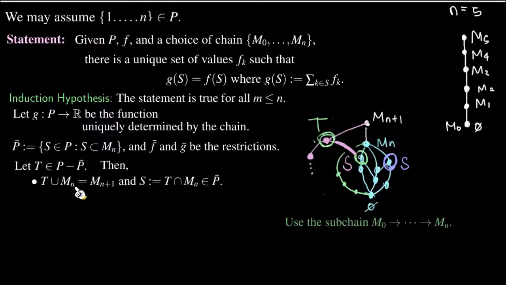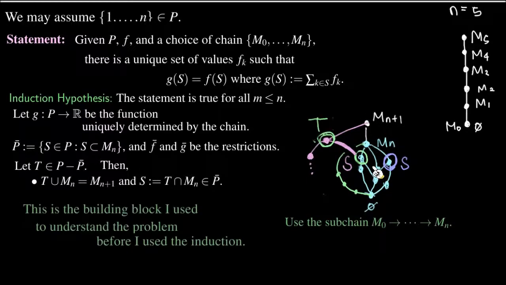T and Mn, the union, becomes the whole thing, and S is the intersection. Then it is, of course, a subset of Mn, because it's an intersection, and this whole thing is still in the collection P that we originally started with, the n plus 1 element. Therefore, S is under this tree. So we have T outside the tree and S underneath the tree. These 4 elements here, Mn plus 1, T, Mn, and S, are kind of little building blocks that I use to complete this problem before I think about using this induction.